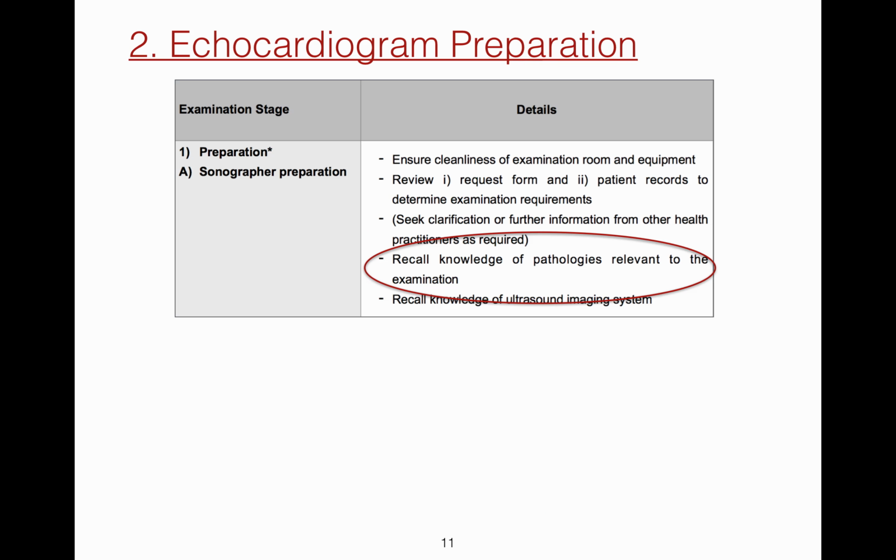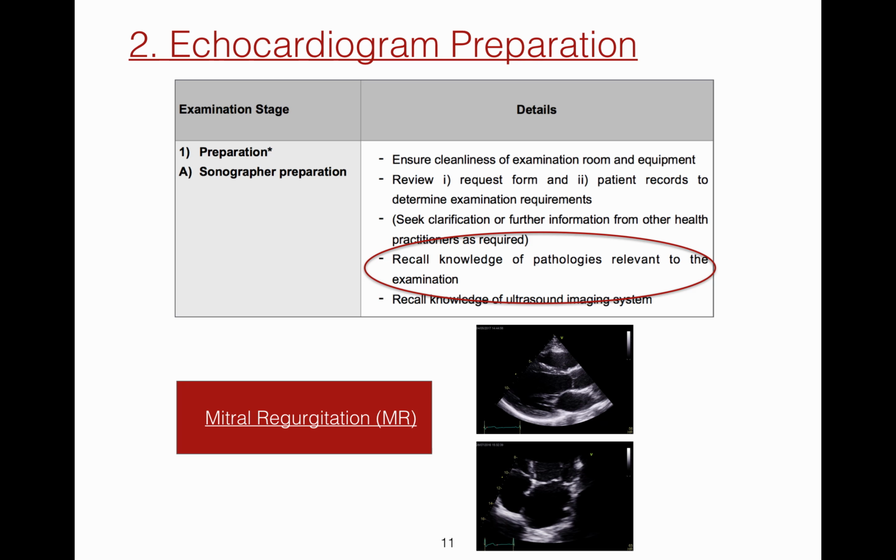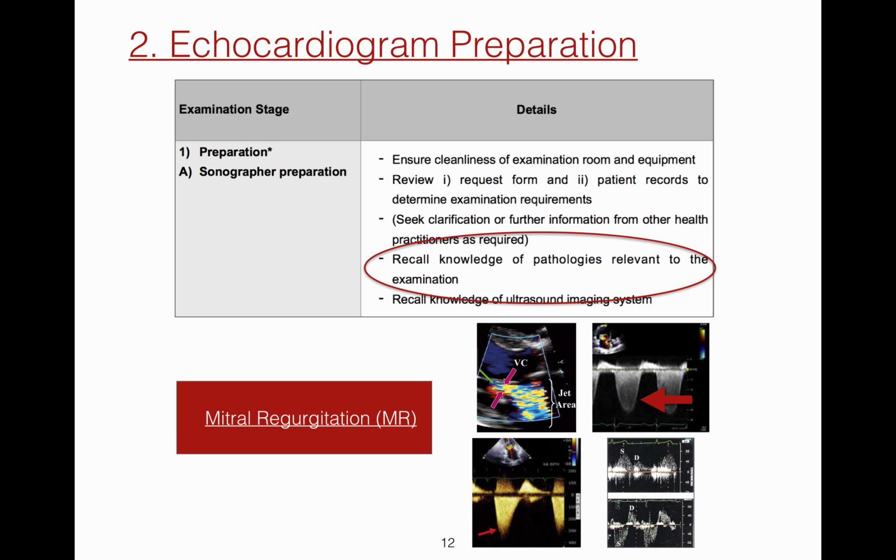Once the indication for the study is known, some specific plans about how to focus the exam can be made. For example, if the patient has known mitral regurgitation, preparation will involve ensuring that views which show mitral valve anatomy are included. Moreover, continuing with the mitral regurgitation example, preparation would also involve ensuring to include images and measurements that enable the evaluation of the degree of mitral regurgitation.